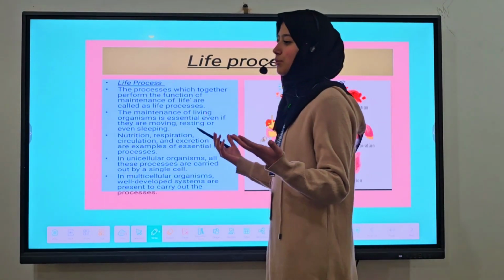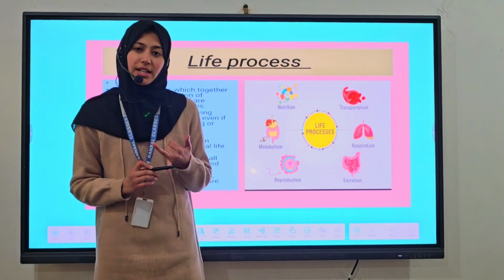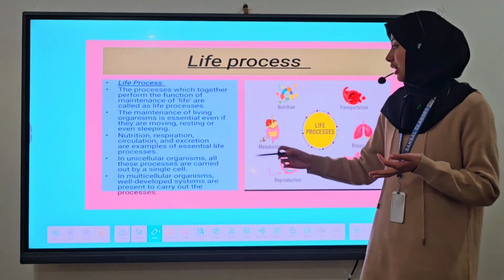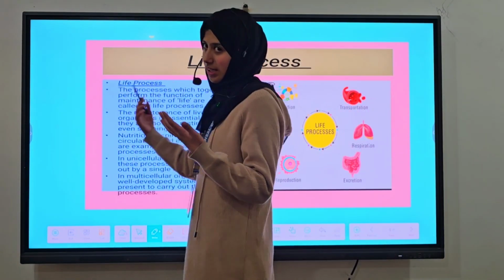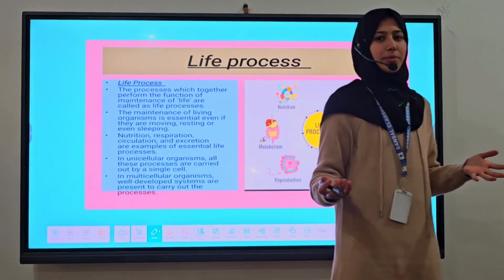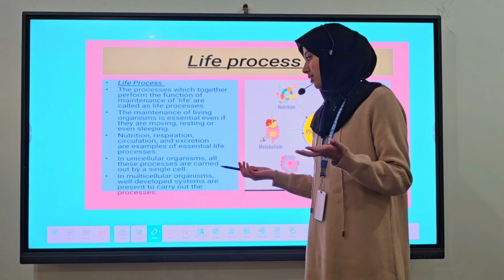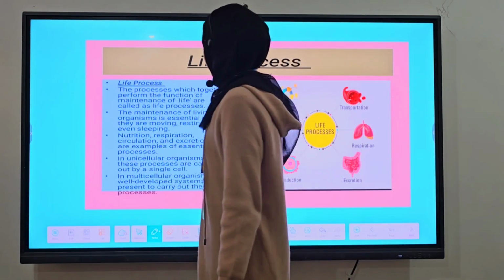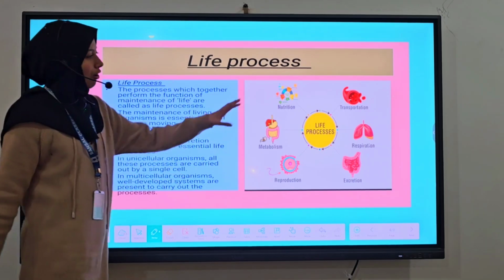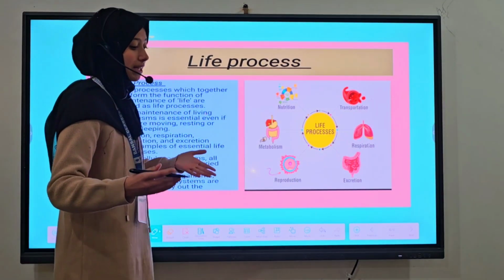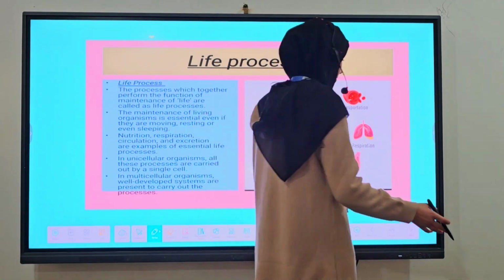Now we have organisms of two types. We have unicellular organisms and multicellular organisms. In unicellular we have amoeba, paramecium, etc. But in multicellular organisms we have a variety of organisms present, like we as human beings are the best example of multicellular organisms. In unicellular organisms, the single cell performs all these functions, but in multicellular organisms we have different systems and they are specialized for different processes.